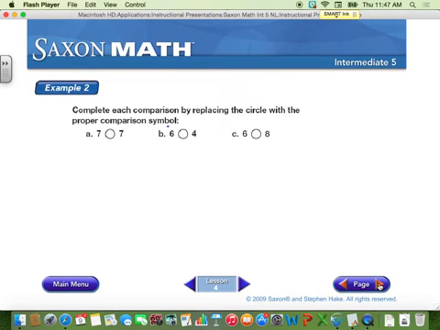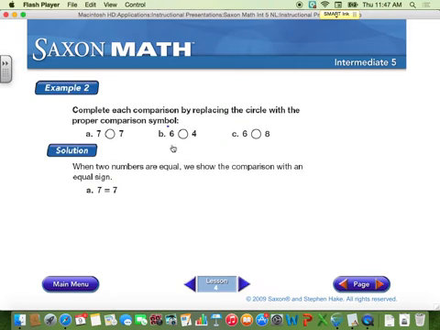Okay, so now on example 2, we're going to complete a comparison by replacing the circle with the proper comparison symbol. So remember, there's an equal sign, a greater or lesser sign. If you look at problem A, we know that 7 would equal 7. So in the circle, you would put an equal sign. That is how you would put the equal sign inside the circle.